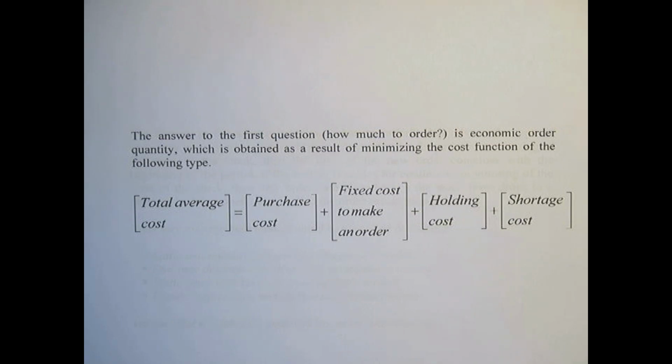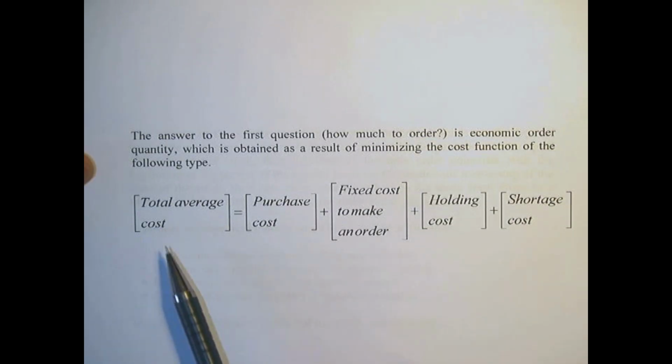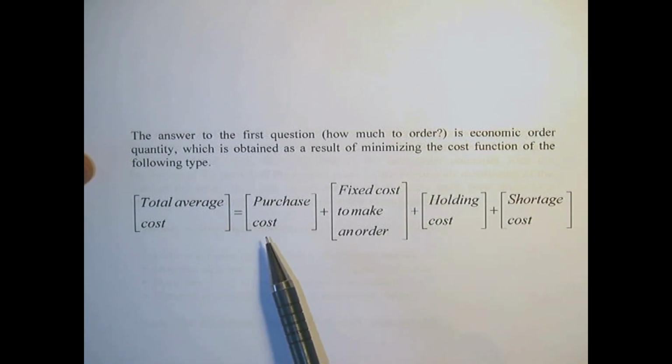And for this reason, we consider the cost function. And if we assume that our company works for infinity, then total cost will be infinite. So, to make sense, we consider total average cost. So it is the cost per time period. And let's consider the terms or parts of this total average cost.